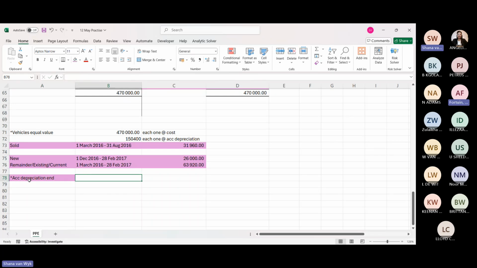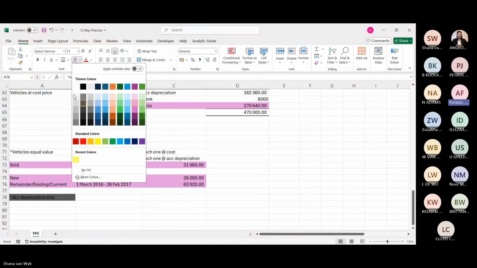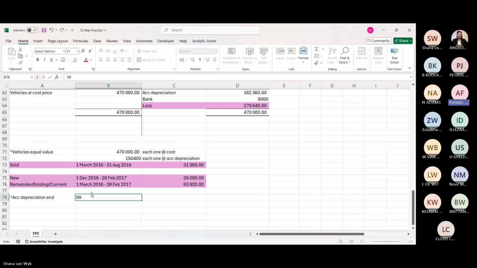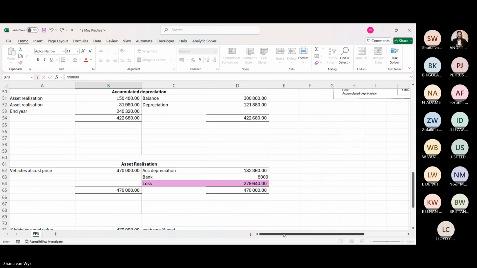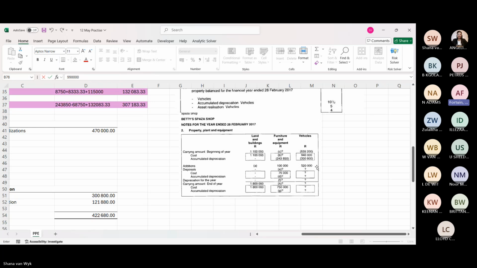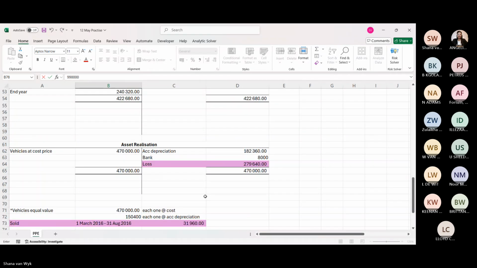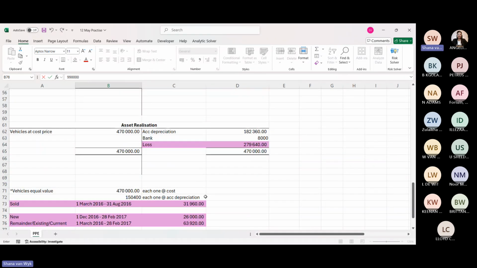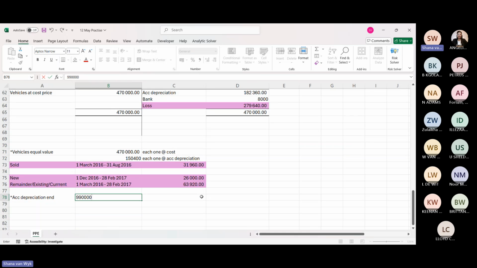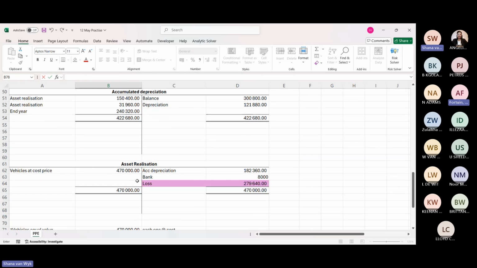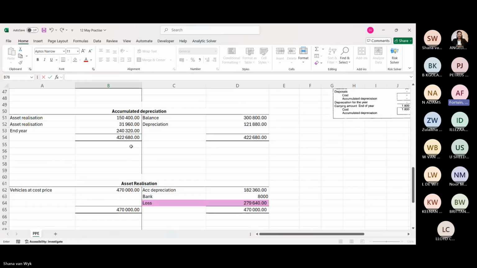End of the year, so 990 minus 240,320. Which account was that in? In your vehicle account? It was in this accumulated. That's fine. Oh, 990 is your final one. Your final year. We already know we must do 940 minus the 470 plus the additional 520. So our new vehicle fleet is standing at 990 now.